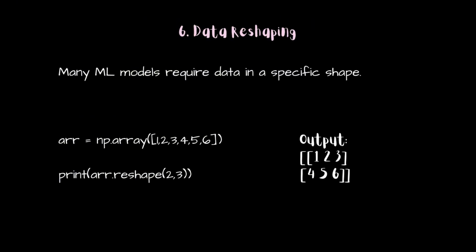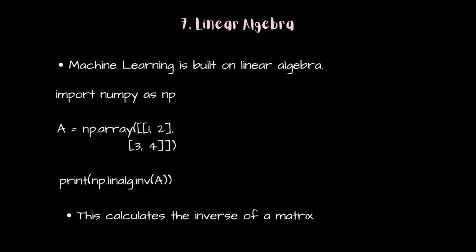Sixth, NumPy can reshape data. Many machine learning models expect data in a specific format. For example, 6 numbers arranged in one row can be reshaped into 2 rows and 3 columns without changing the actual values. Seventh, NumPy supports linear algebra.